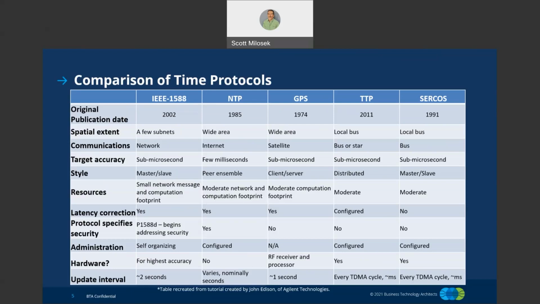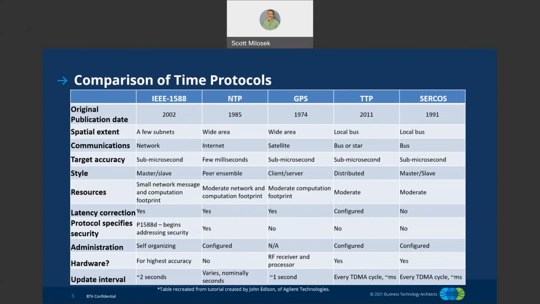The style used for synchronization is a master slave. So you'll have a master clock on the network where all the other clocks on the network derive their time from. It requires a very small computation footprint and very little network resources compared to the other protocols like NTP, GPS, TTP, and SIRCOS. And there is a latency correction for the network built into the protocol, and we'll actually talk about how that latency correction works.